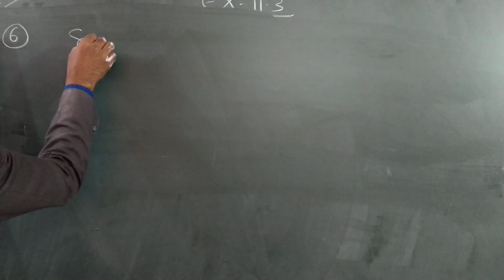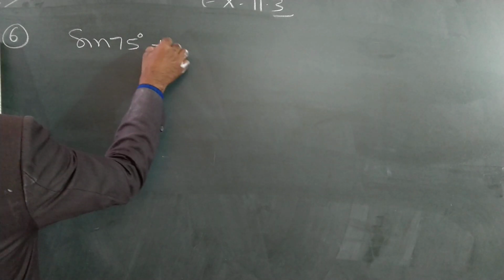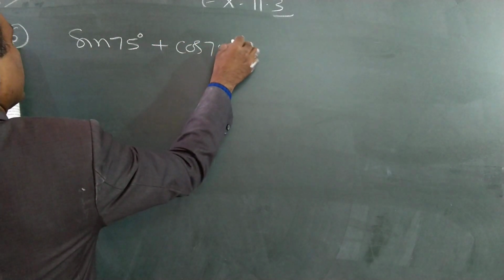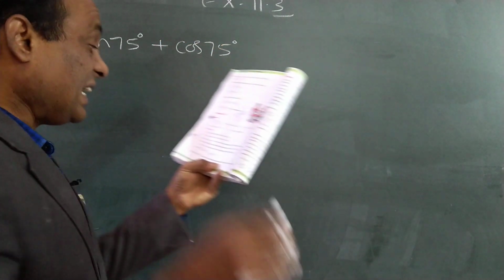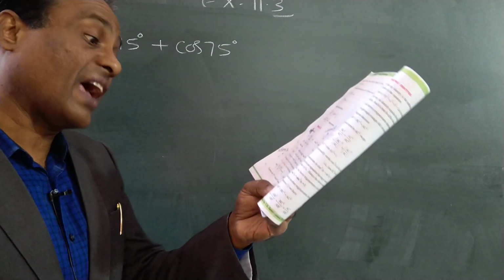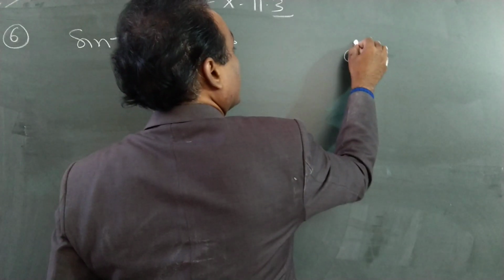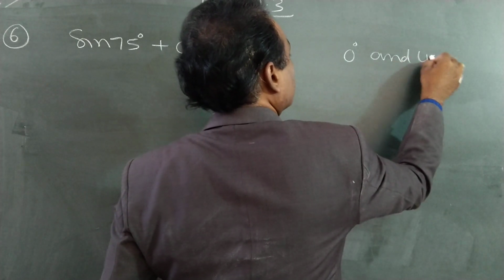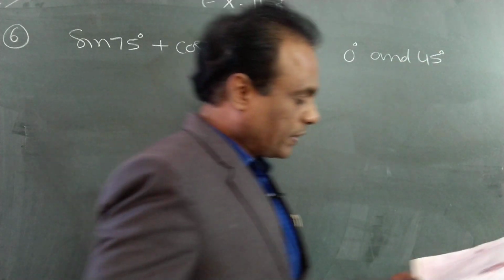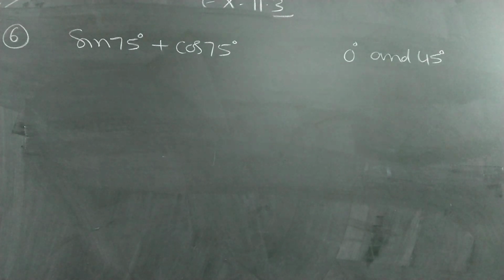Sixth is also very simple. Express sin 75 degrees plus cos 65 degrees in terms of trigonometric ratios of angles between 0 degrees and 45 degrees.